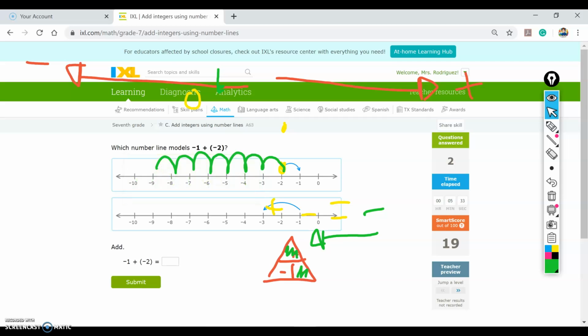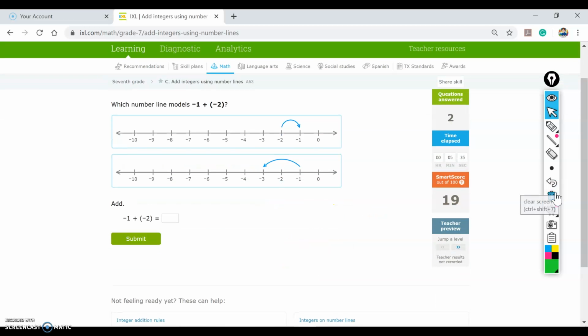Now let's do this one here. So I would do exactly the same thing. Look where you are starting to add the numbers. Look what is the first value that you are adding. In this case, it's a -1. So if I'm starting at -1, it would be somewhere here or here, right? So that's where I start.